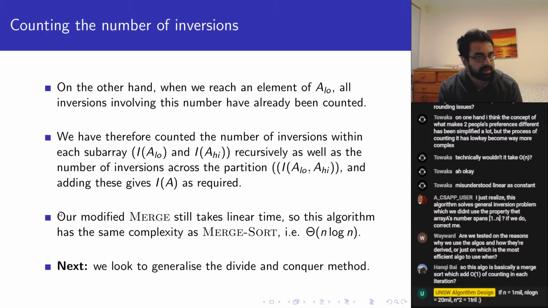So this algorithm is basically a merge sort which adds a constant amount of counting in each iteration. Not exactly. It adds a linear amount of counting in each iteration because for each of linear many items in A high, we do a constant amount of extra work. However, we're already spending linear time to just do the default merge, and adding one linear function to another linear function, the result is still linear. So we are not changing the asymptotic complexity of the algorithm.